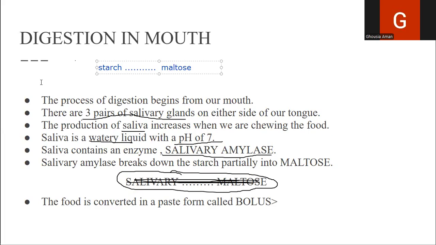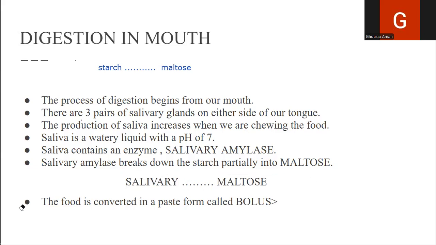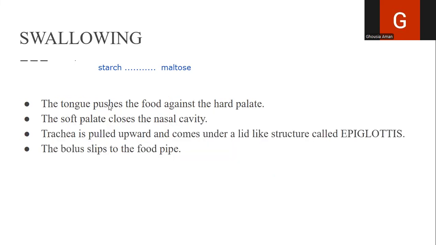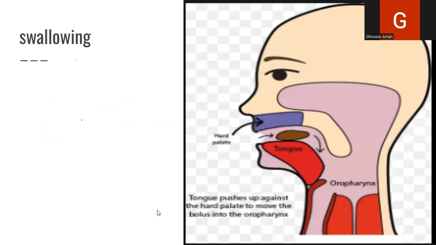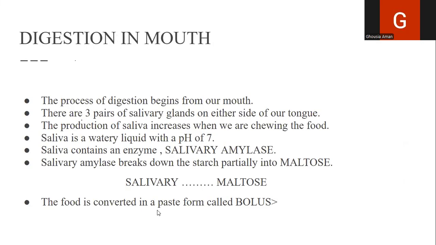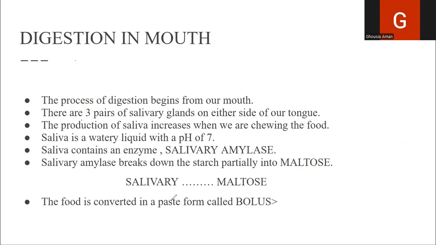By the action of salivary amylase. We will do enzymes after finishing digestion. Enzymes are a type of biological catalyst which speed up chemical reactions. They will digest the starch into maltose. And in our mouth, after a portion of the food is digested, the food is converted into a paste form, which is called bolus. This bolus is so slippery and soft that we can easily swallow it.